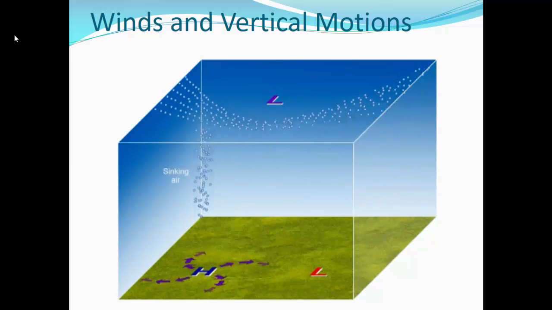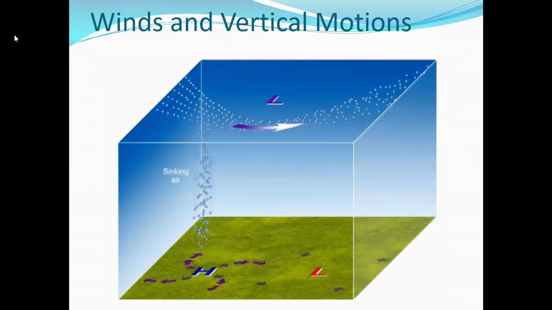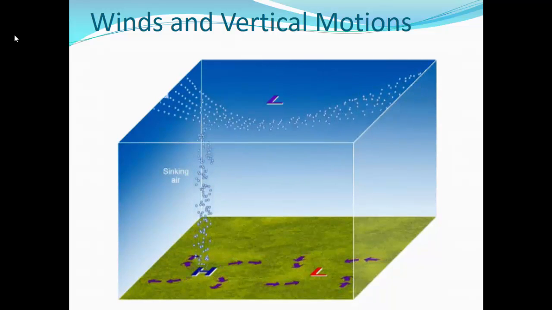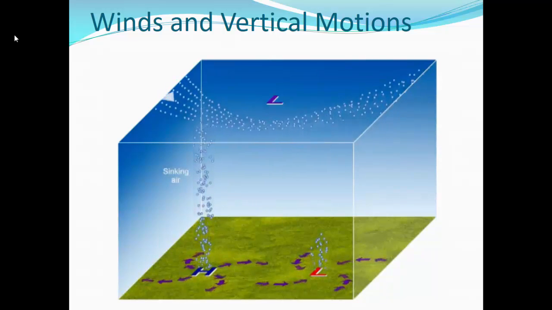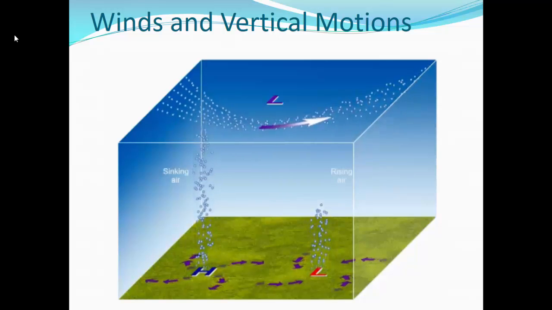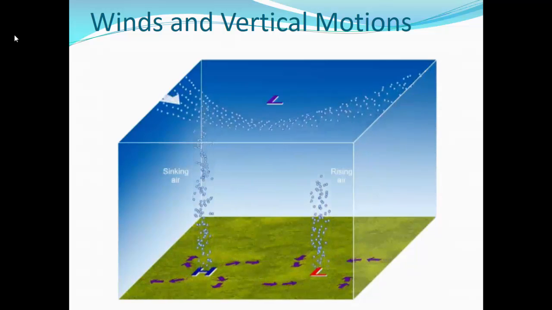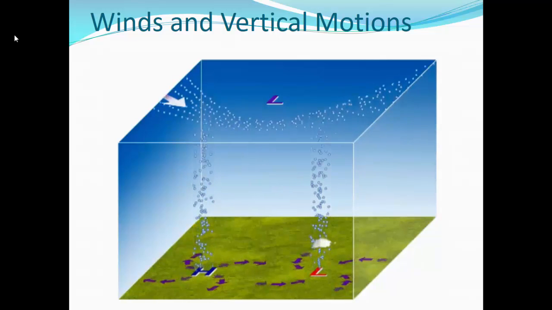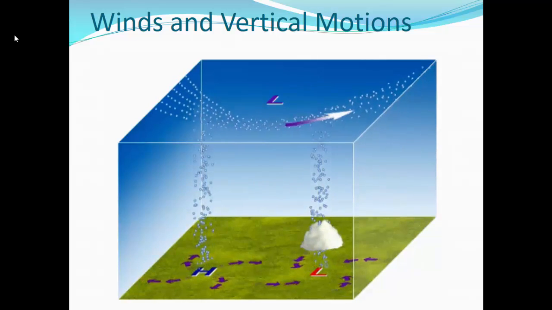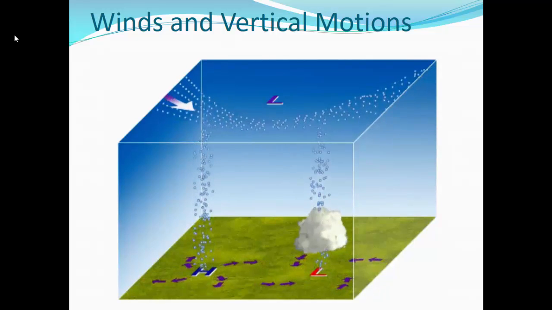Well, the convergence in the upper levels causes that air to sink and high pressure forms at the surface. In the same way, in the exit section of this trough, divergence aloft pulls air up off the surface, and rising air creates convergence, and of course, rising air, low pressure, convergence, that's where we get our foul weather.